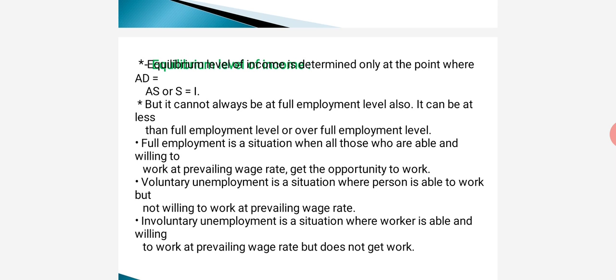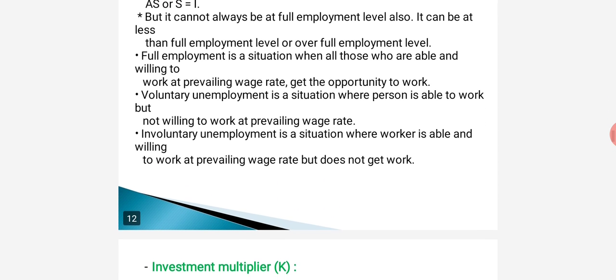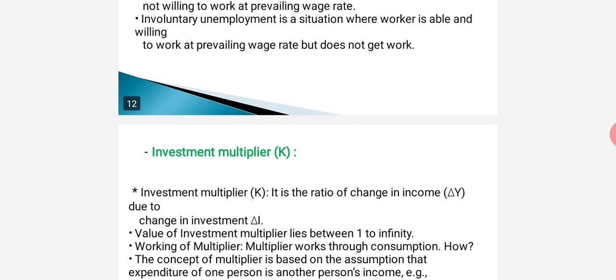When we talk about the types of unemployment, there are basically two to three types, like voluntary unemployment. You can read out the meaning. Involuntary unemployment is very simple for you to read out and understand.